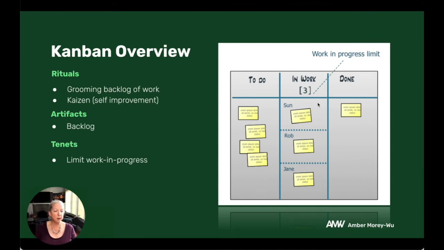So if Sun gets blocked on something, they can always put a ticket back into the to-do column, take something out, but always just have that one thing in progress so it's very visible and we know what is being worked on at any point in time.